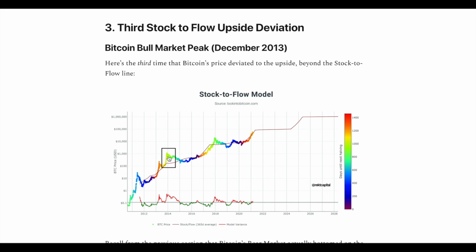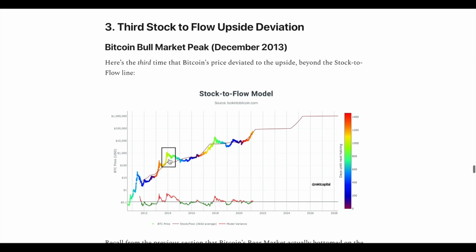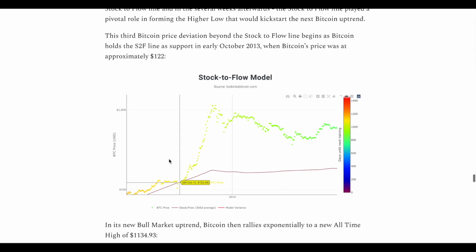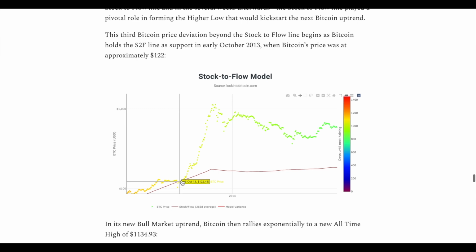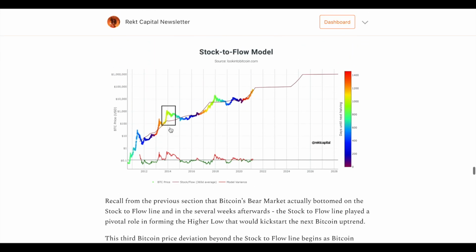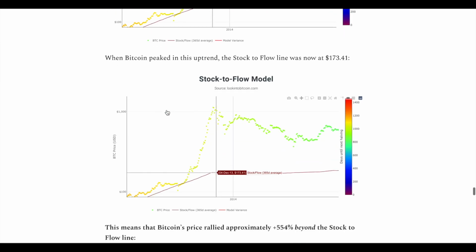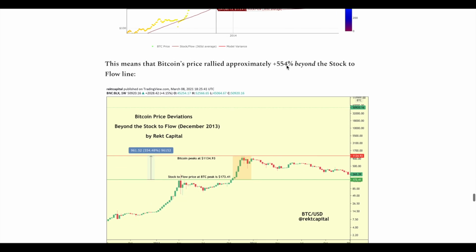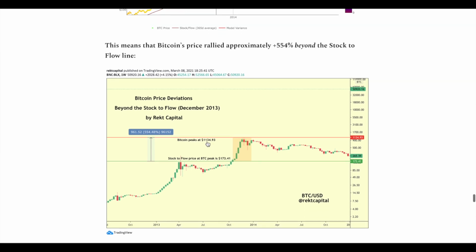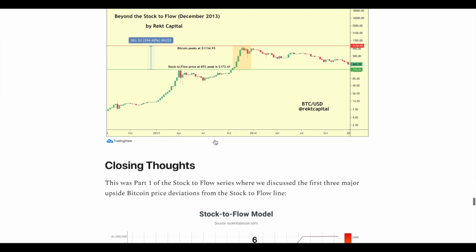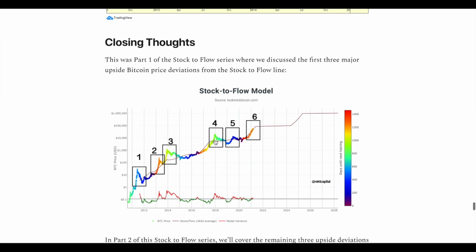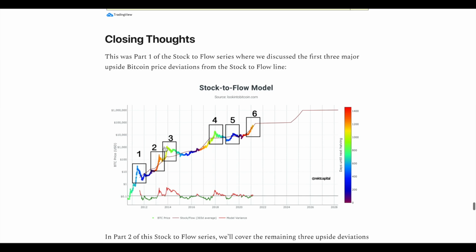So essentially that second post-halving 1 Bitcoin rally. And very simply, once we rebound from that stock to flow line, we rally exponentially, right? So this is essentially the rebound from the stock to flow line and then deviation towards the upside. Fantastic upside. We see 554% from rebounding from the stock to flow line and then reaching that bull market peak, before reaching the bull market top of 1,134. So really interesting to see how these deviations occur.